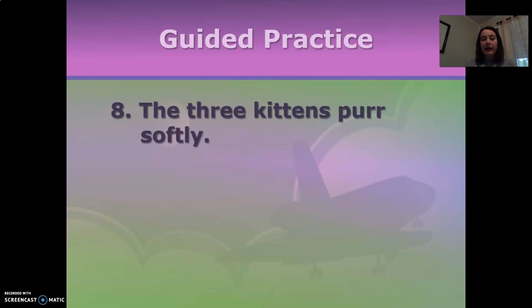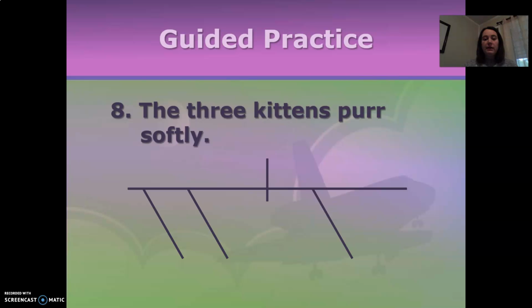Then for number 8, we're going to diagram this sentence. The 3 kittens purr softly. Well, we've got to find our subject, who or what the sentence is about, which would be kittens. And then what do the kittens do? What's our verb? Purr. Then let's look for the 2 adjectives that describe kittens. Well, we have the and we have 3. And then the word that describes how they purr would be softly. So remember, adjectives go underneath the word they're describing, and adverbs go underneath the verb they're describing.